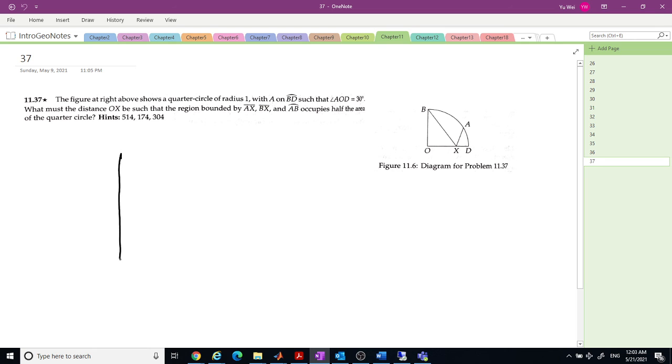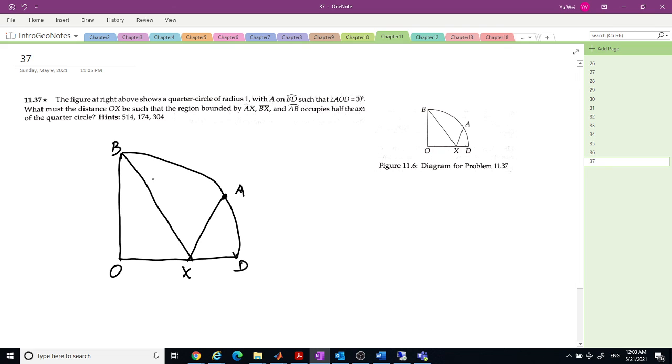So we have a quarter circle. Okay, the quarter circle is B, D, O. Then we have A on the arc and X on OB. So the question tells you the area BAX is half of the quarter circle. Okay, so that means the other two added together are also half of the quarter circle. So now let's say the radius is 1. So let's say this is x. We try to solve this x. So this is 1 minus x.